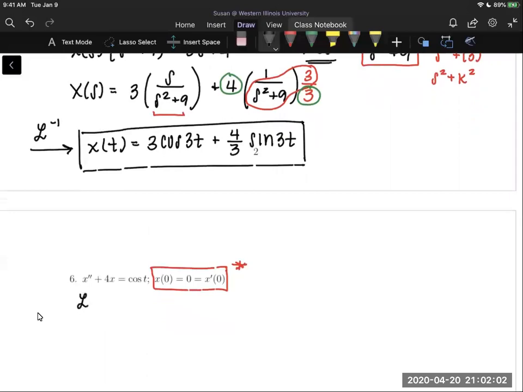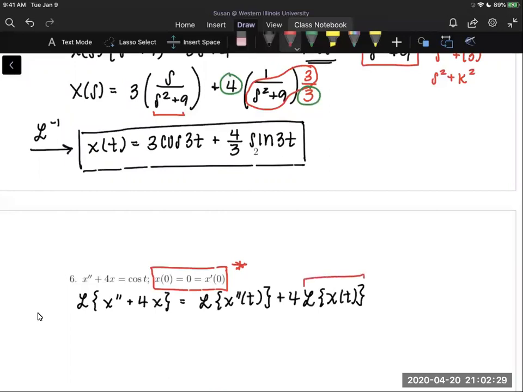I want to compute the Laplace transform of x double prime plus 4x first. And so using linearity and the constant multiple rule, I get the Laplace transform of x double prime of t plus 4 times the Laplace transform of x of t. Again, all of this is just represented by capital X of s, so we don't need to do any work there. We do, however, need to flesh out the transform of the second derivative.